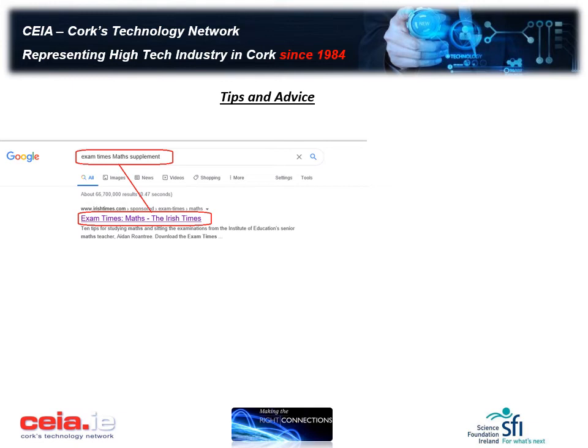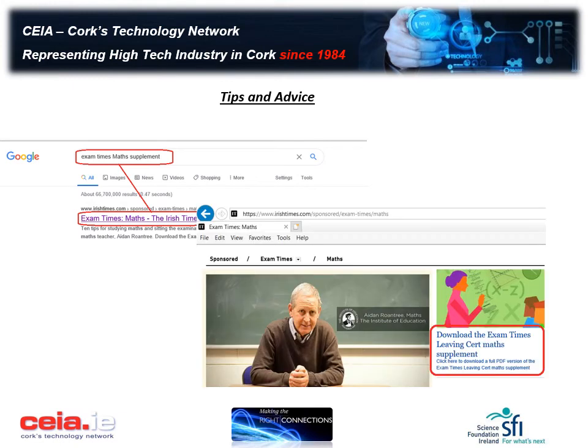So if you Google Exam Times Maths Online, you should get at the top of the list a link to a folder in the irishtimes.com website, and click into that, you should see something like this. So the URL is www.irishtimes.com/sponsored/exam-times/maths, and you'll arrive on this page here.